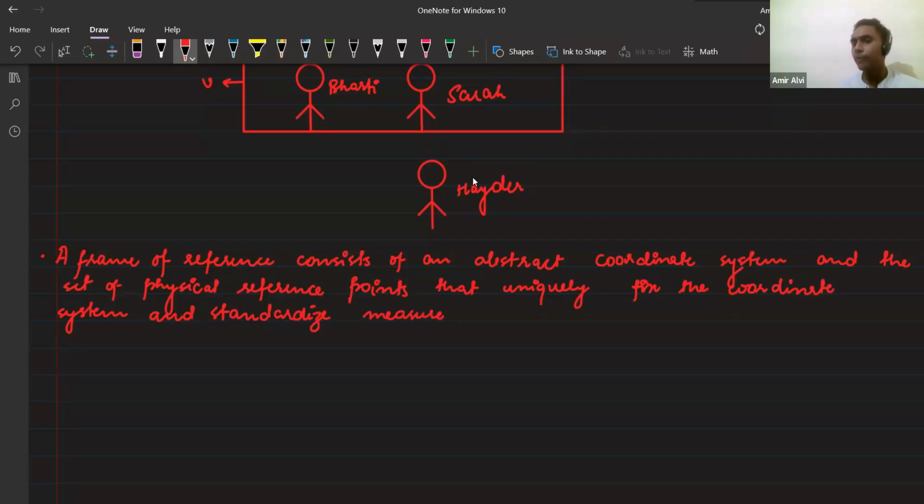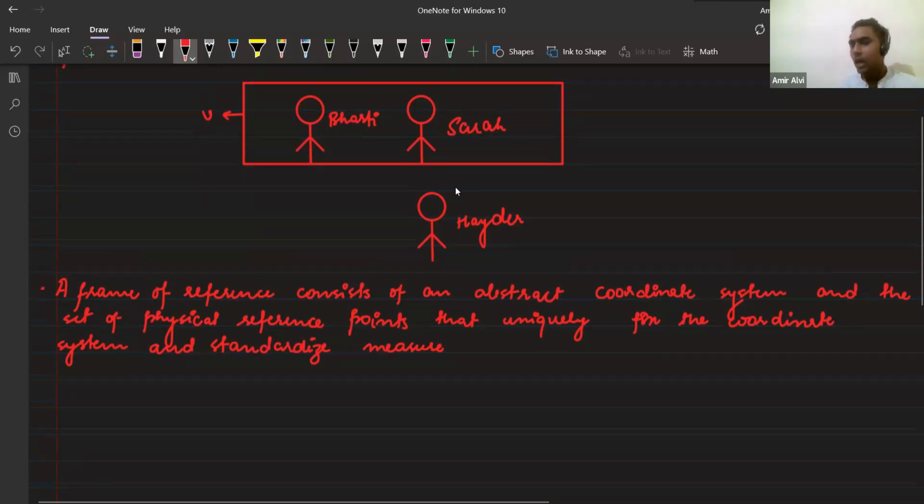If I'm taking the frame of reference of Heather, all the calculations will be based on the frame of reference in which Heather is present. Measurements within that frame.